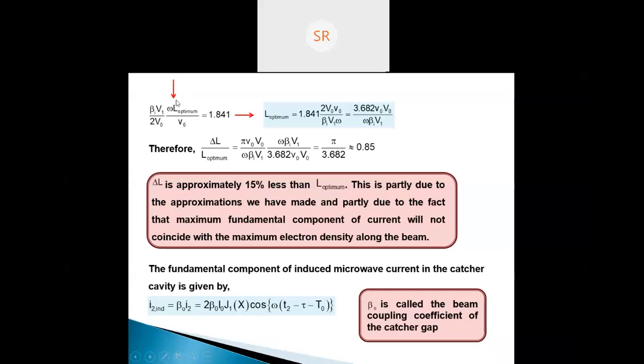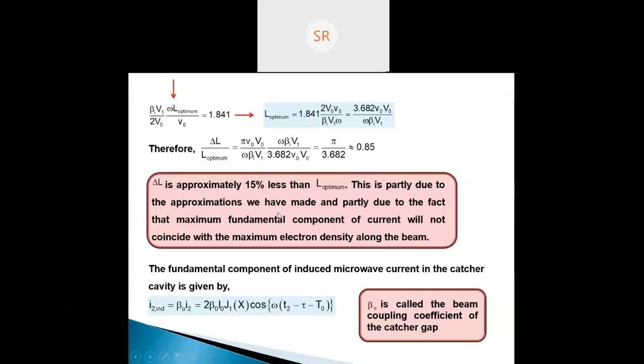So the optimum length, L optimum, is the length where maximum bunch formation takes place. We can consider the minimum value, so that's why the optimum length is 1.841. Or we can find delta L, the distance or center distance where we get the maximum center of the bunch formation. L optimum is the optimum distance, a small or approximate value of that particular distance where we get the maximum fundamental component of current, and that will give us more energy, which we can call amplification.